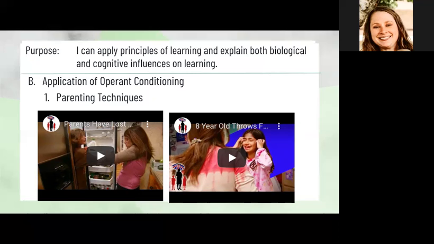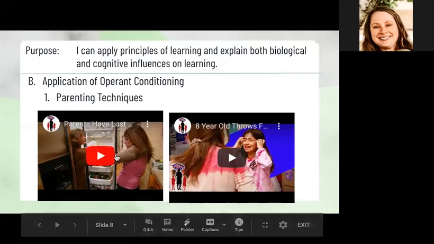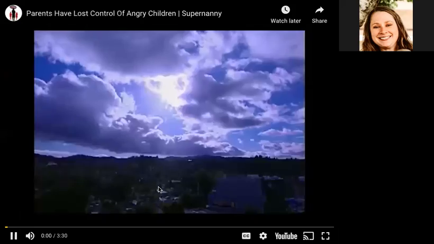What it is, is that these parents essentially have lost control of their kids. So they call in the Super Nanny. And the Super Nanny is going to teach the parents how to parent more effectively. So here's kind of the before, and then this is after Super Nanny comes. And it's pretty short, but it's great.